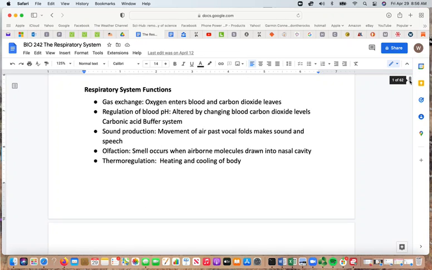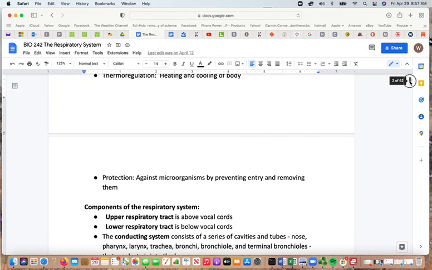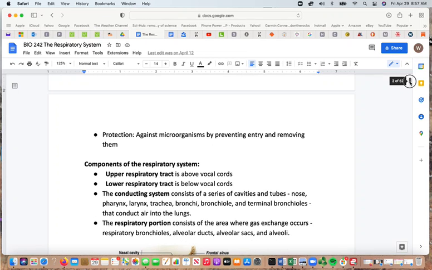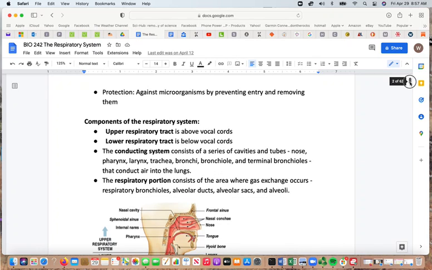In humans, this is not a huge process. We have other ways of heating and cooling the body. But if you look at your dog when it's warm, panting is a big source of thermoregulation for them. And then we have some protection against microbes that would come in this way. So we need to have means of removing them. We do that with cilia largely to help haul them out.